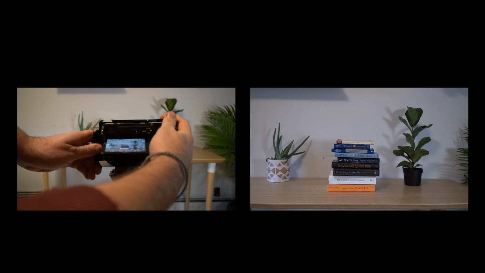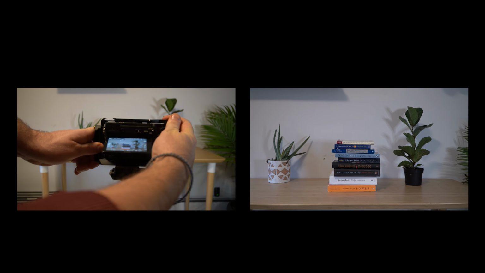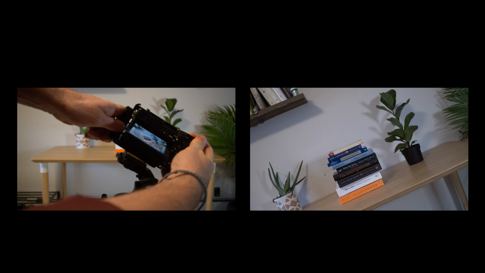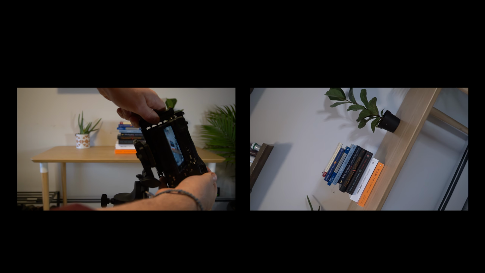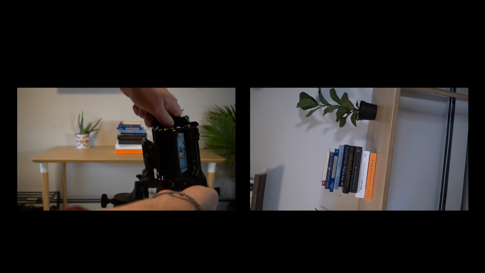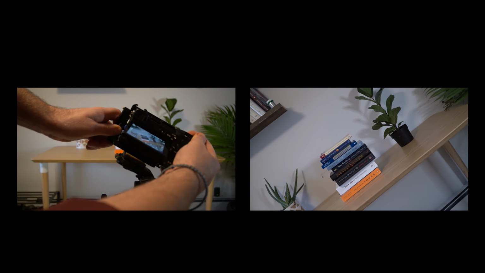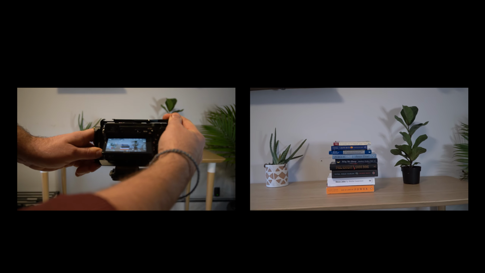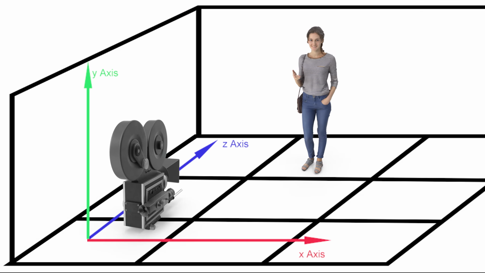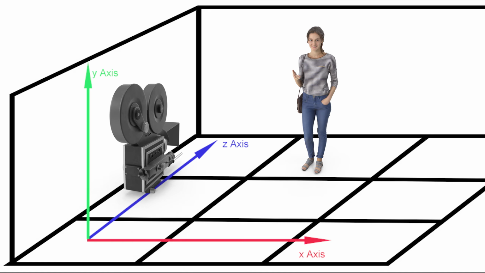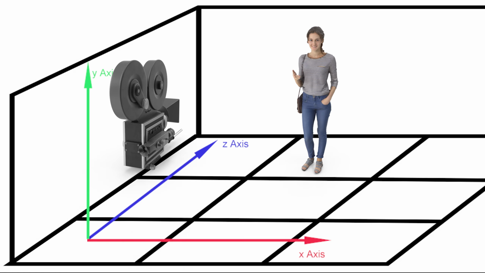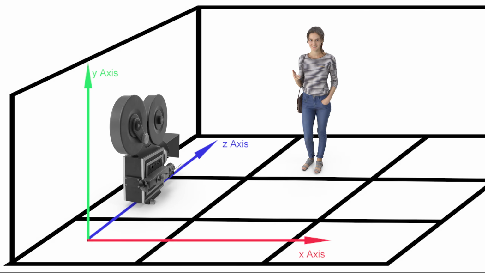And if we turn the camera sideways, that is considered rolling the camera and called a roll shot. When the camera moves up and down along the y-axis, this is called a crane shot or a pedestal shot.